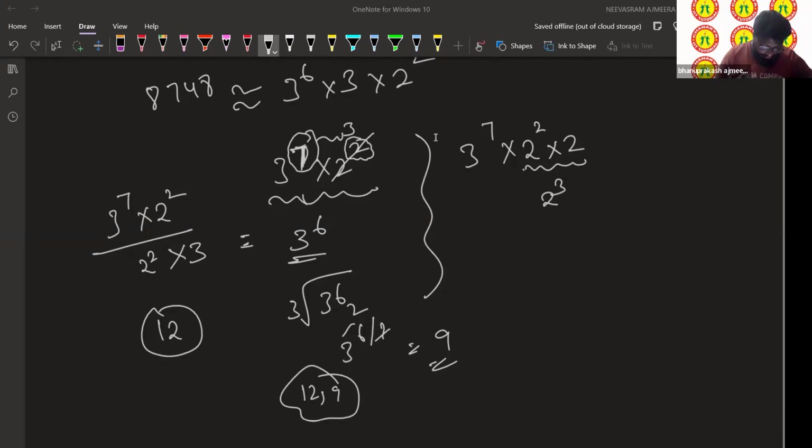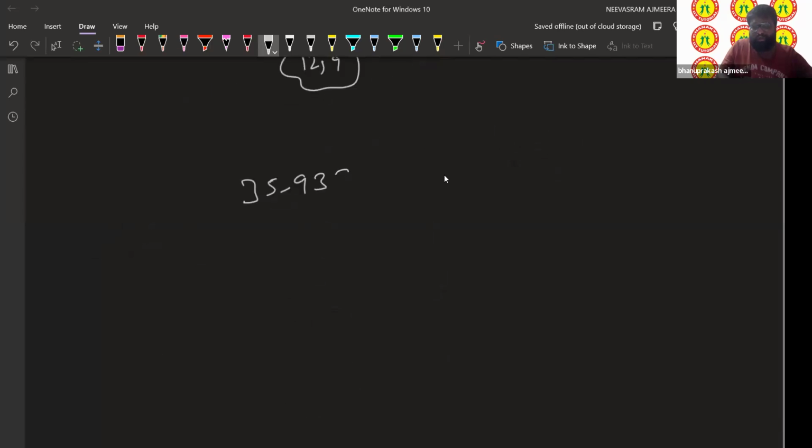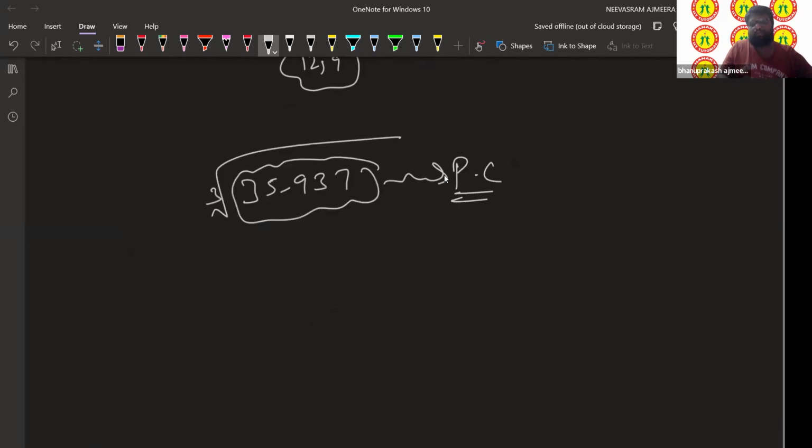Next, find the cube root of 35937. 35937 you anyway know. They said cube root, which means this is a perfect cube. Go for prime factorization and you will get the answer.